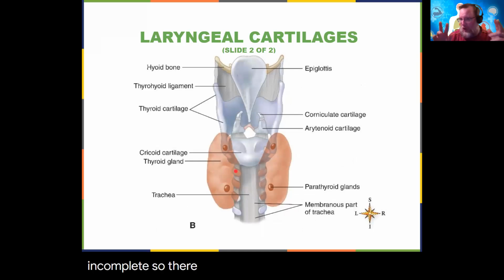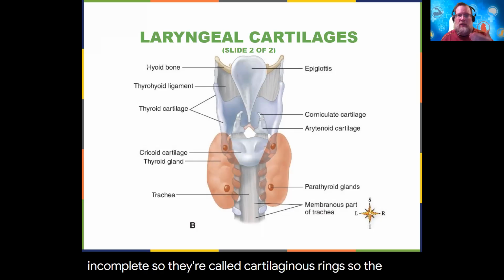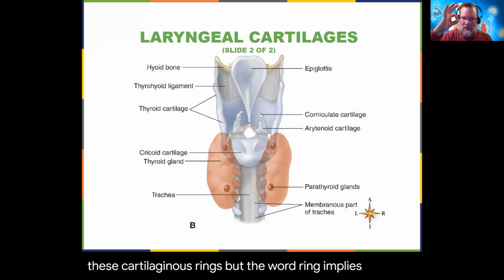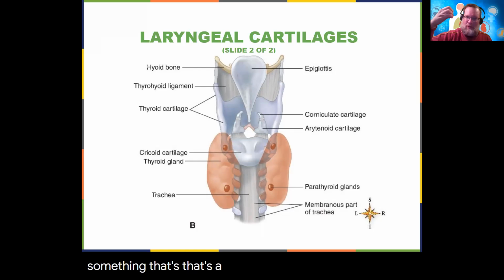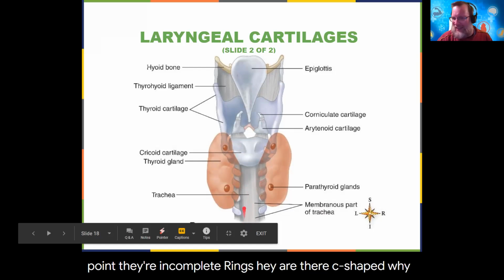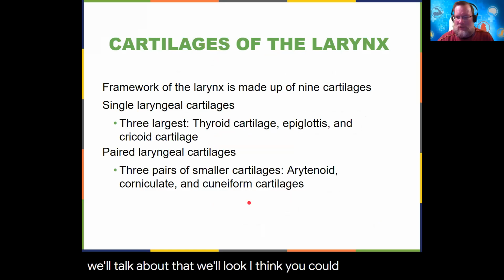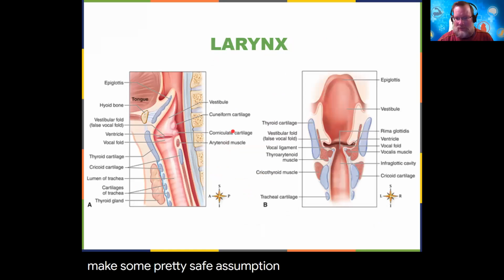So they're called cartilaginous rings. So the trachea, the first thing we notice is that it does have these cartilaginous rings, but the word ring implies something that's a circle shape. Well, these are a C-shaped ring. Whatever, I think you get the point. They're incomplete rings, or they're C-shaped. Why is that? Why aren't they completely solid? Well, we'll talk about that. I think you could probably make some pretty safe assumptions coming up here in a second.